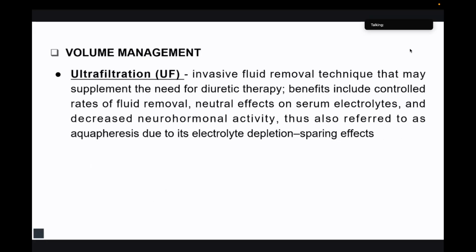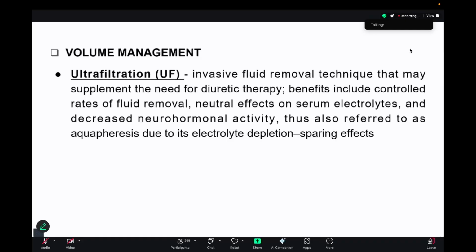Another way to manage volume is ultrafiltration. This is an invasive fluid removal technique that can supplement the need for diuretic therapy. The benefits of ultrafiltration include controlled rates of fluid removal. It has neutral effects on serum electrolytes, and it decreases neurohormonal activity. Thus, ultrafiltration is also referred to as aquapheresis due to its electrolyte depletion sparing effect.